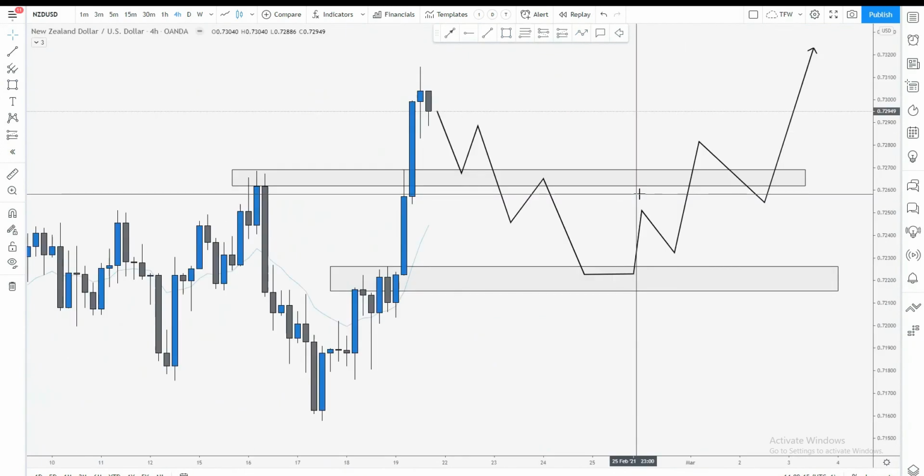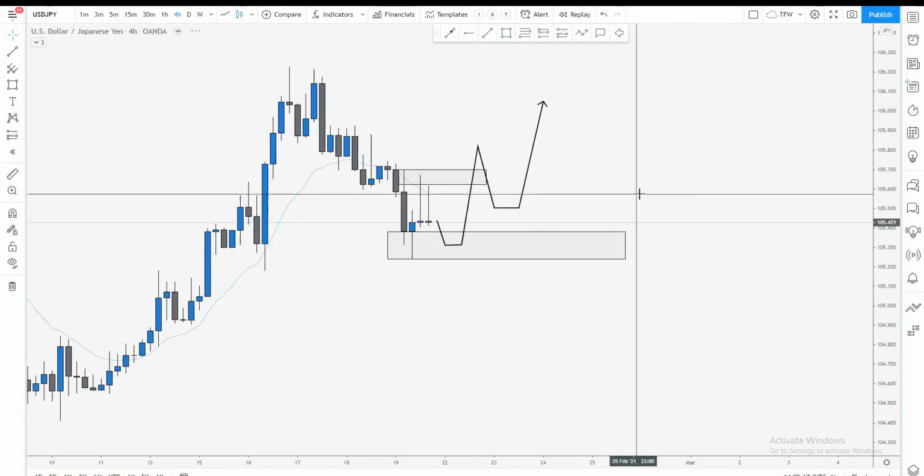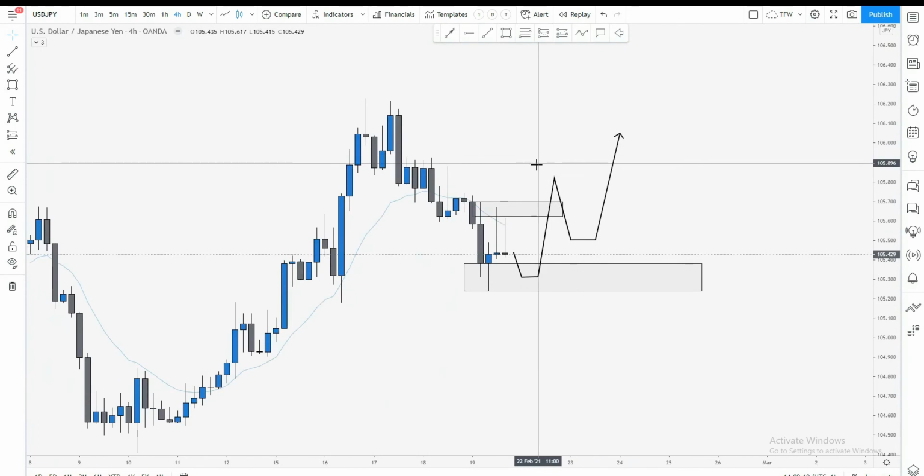This one is pretty much the same. This one is pretty much the same as well. Come on, give me something different, man. This market is so... Yeah, this one is a little bit tricky.